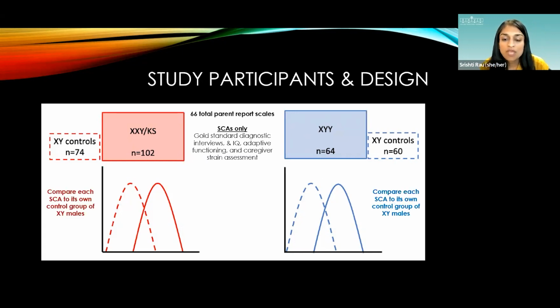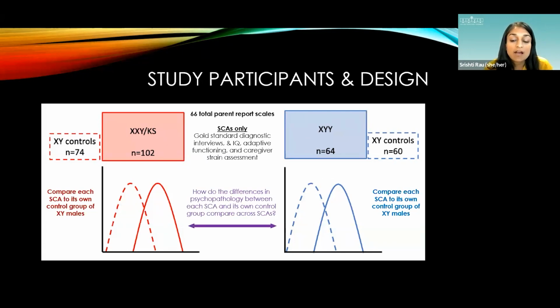Initially, we compared each SCA group to its own control group on the 66 dimensional scales to determine whether the addition of extra sex chromosomes increased risk for psychiatric symptoms, and if so, which domains were particularly vulnerable. Then we compared how the differences in psychopathology between each SCA and its own control group compared across the SCA groups. In other words, were there certain psychiatric domains that were more or less vulnerable when an extra X chromosome was present versus an extra Y chromosome?